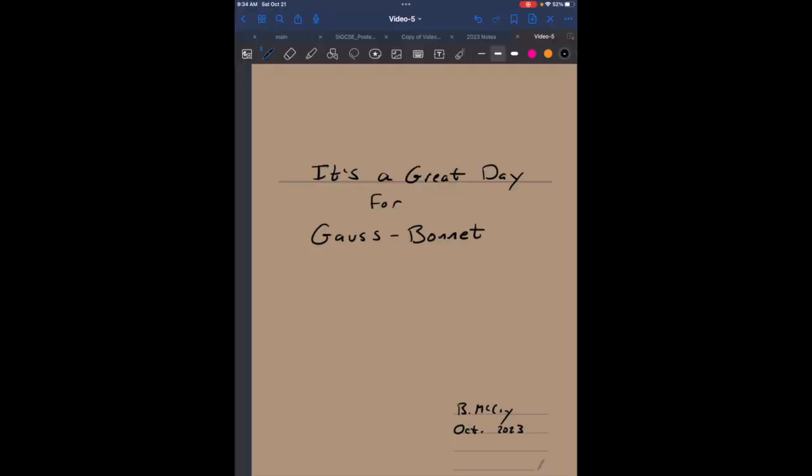To do that, we'll need to talk about a data structure to store our triangulation. So we'll also do that. Let's dig in. Okay, it's a great day for Gauss-Bonnet. We're up to video 5.